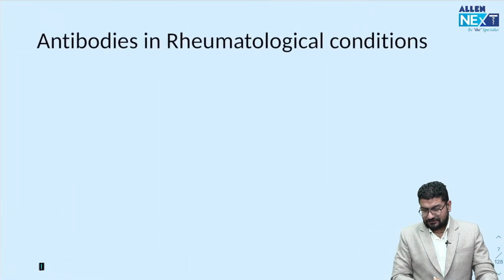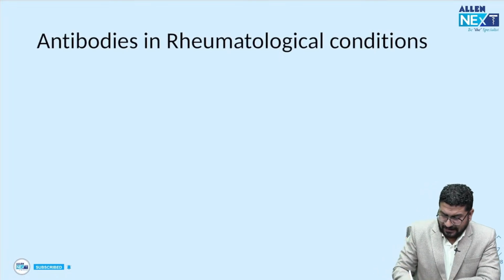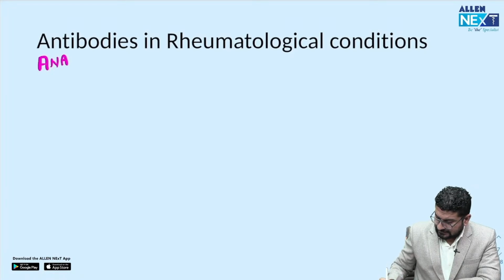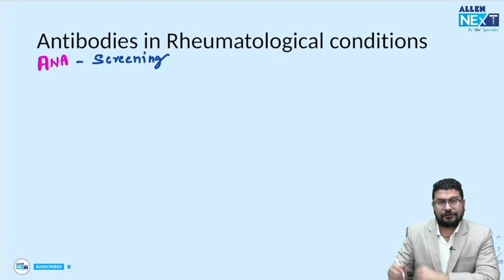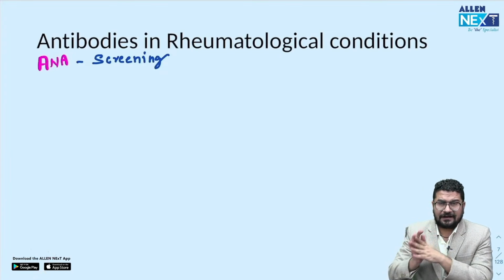Now they ask you names of different antibodies in rheumatological conditions. So remember, ANA is the first antibody that we check. This is the antibody that we use for screening purposes. So when we want to screen whether it is SLE or scleroderma, the first antibody that we check is ANA.